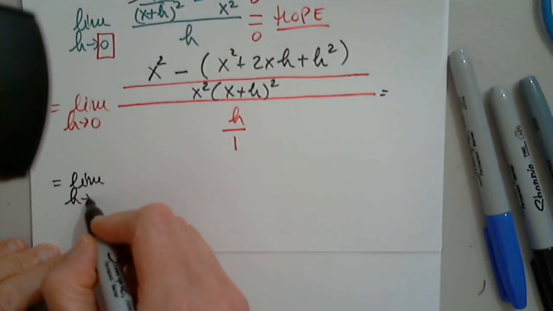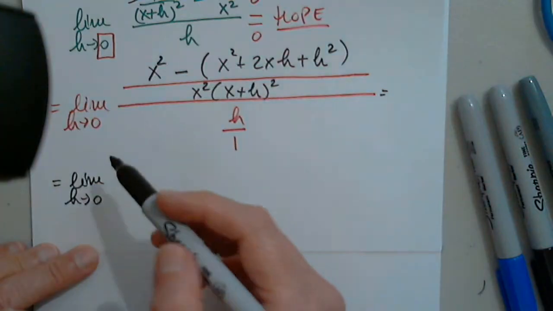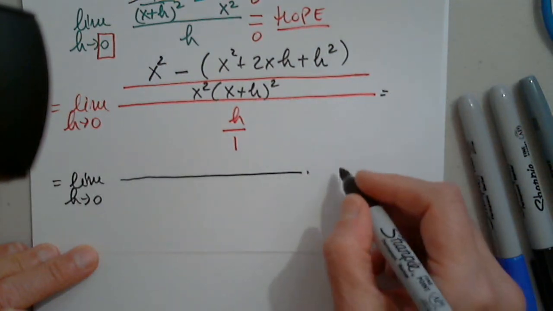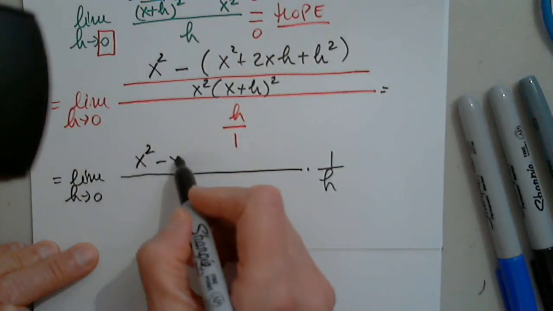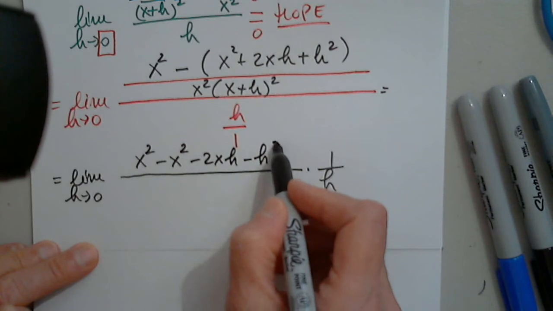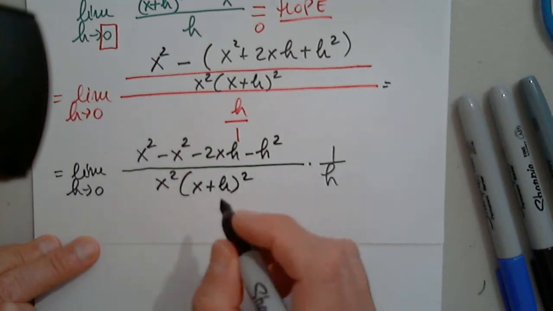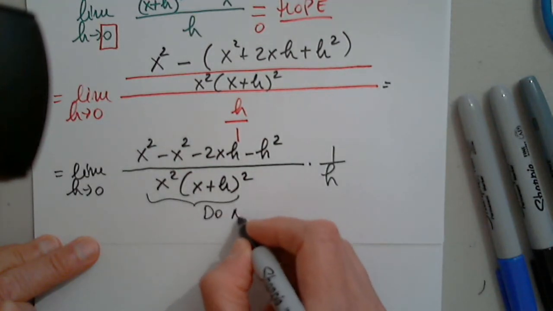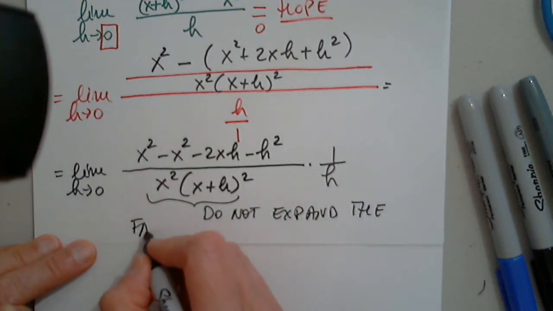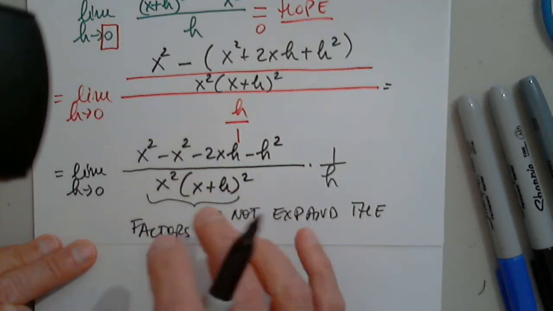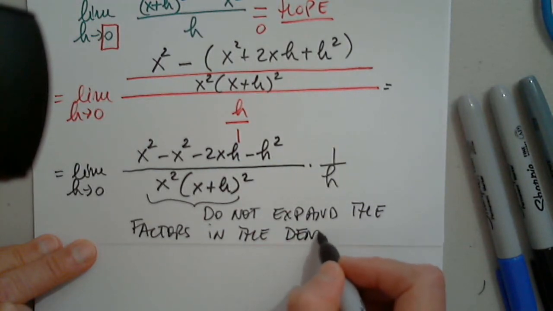Okay, so this is the limit as h approaches 0. I will distribute and also flip the denominator at the same time. That's what lazy people do. Try to do 2 things in one step. So then I have x squared minus 2xh minus h squared, and I copy the denominator. If you need me to write this note, I can. Do not expand the factors in the denominator. Do not leave it alone. We need it factored. Factors in the denominator.